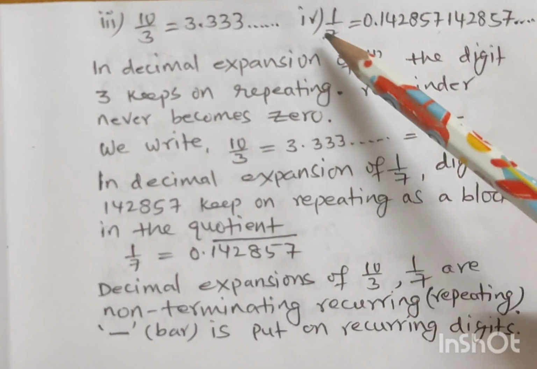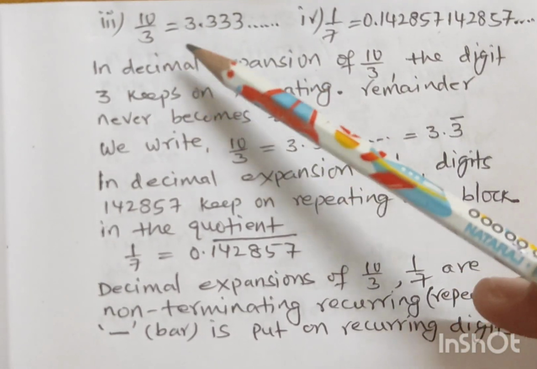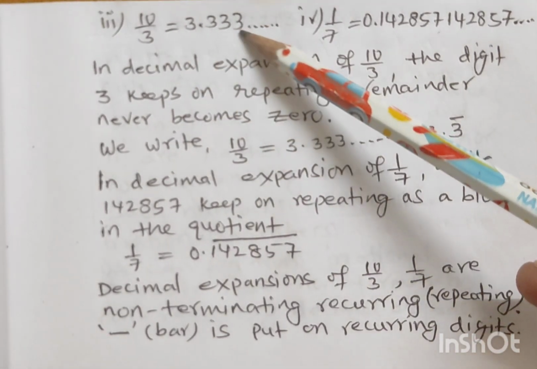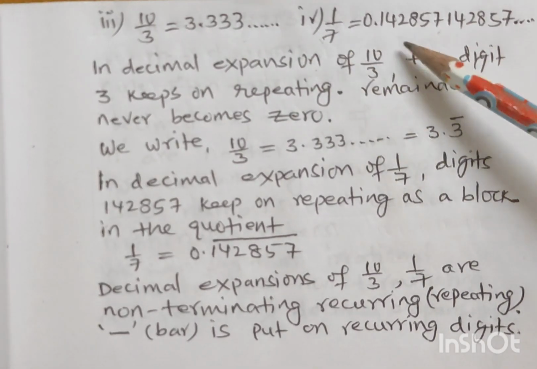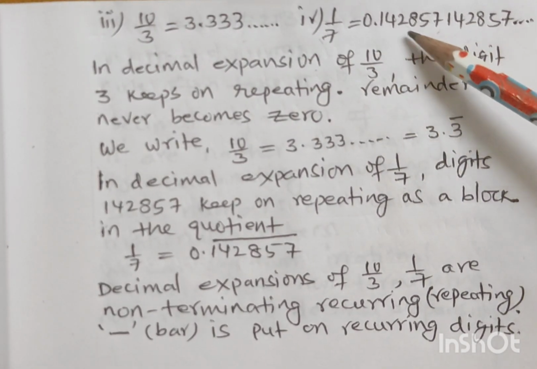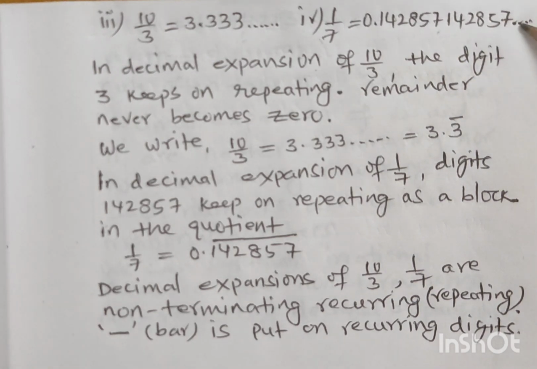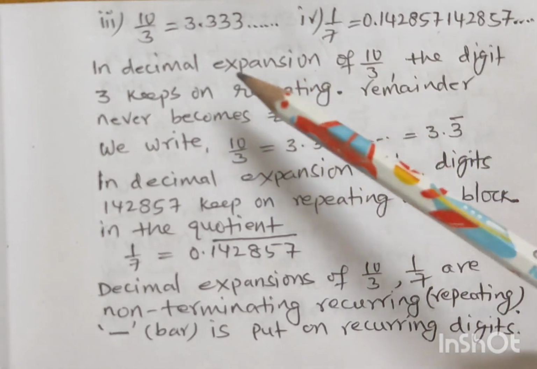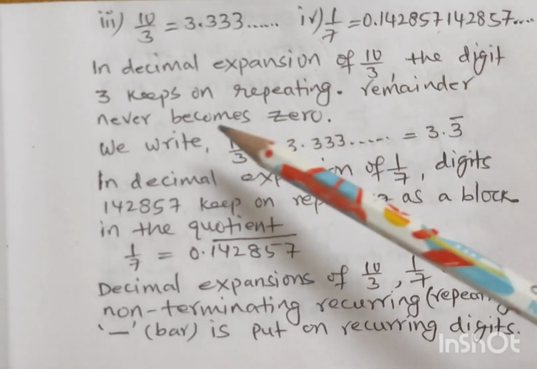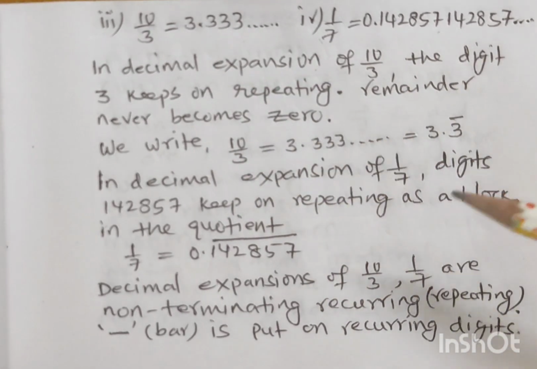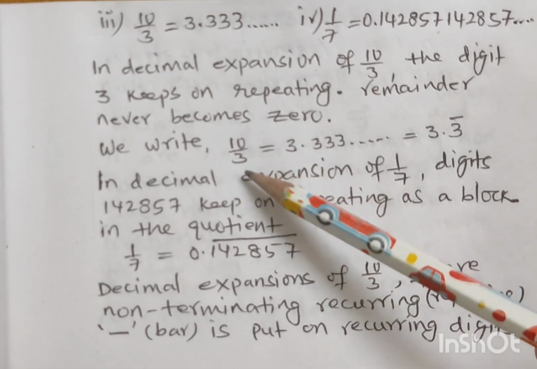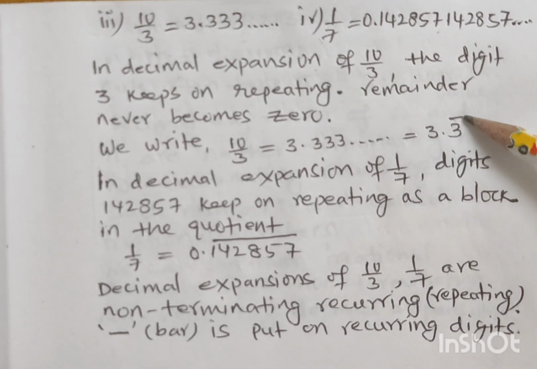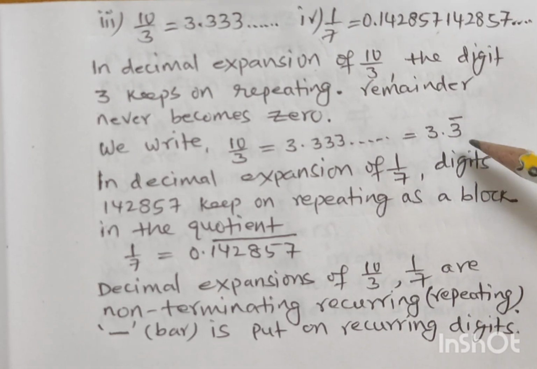Now in these two examples, 10 by 3 decimal expansion is this. 3 quotient continues. In the decimal expansion of 10 by 3, the digit 3 keeps on repeating. Remainder never becomes 0. We write 10 by 3 as 3.3 bar. This bar means 3 is repeating.